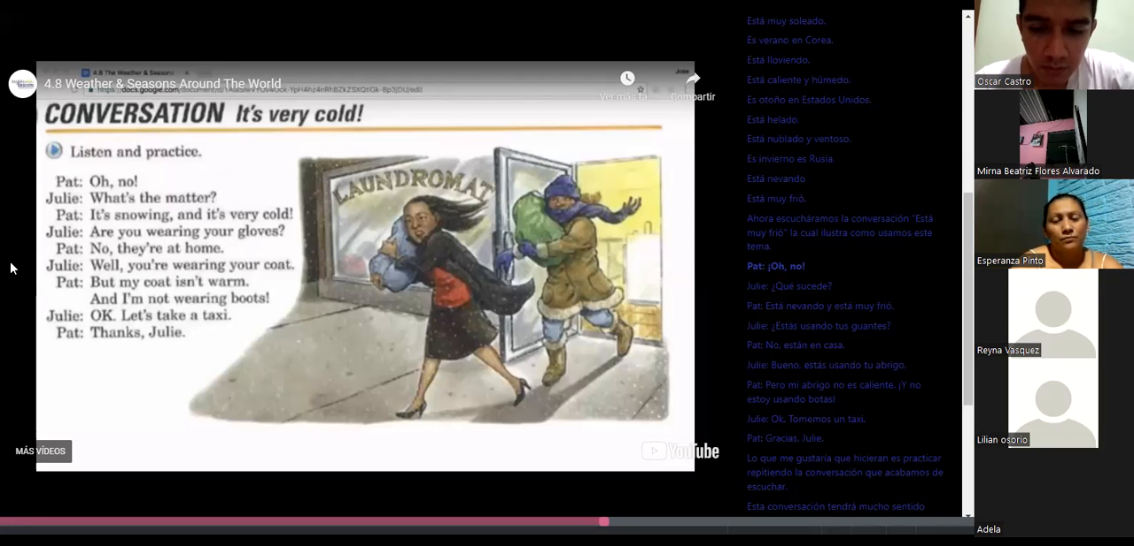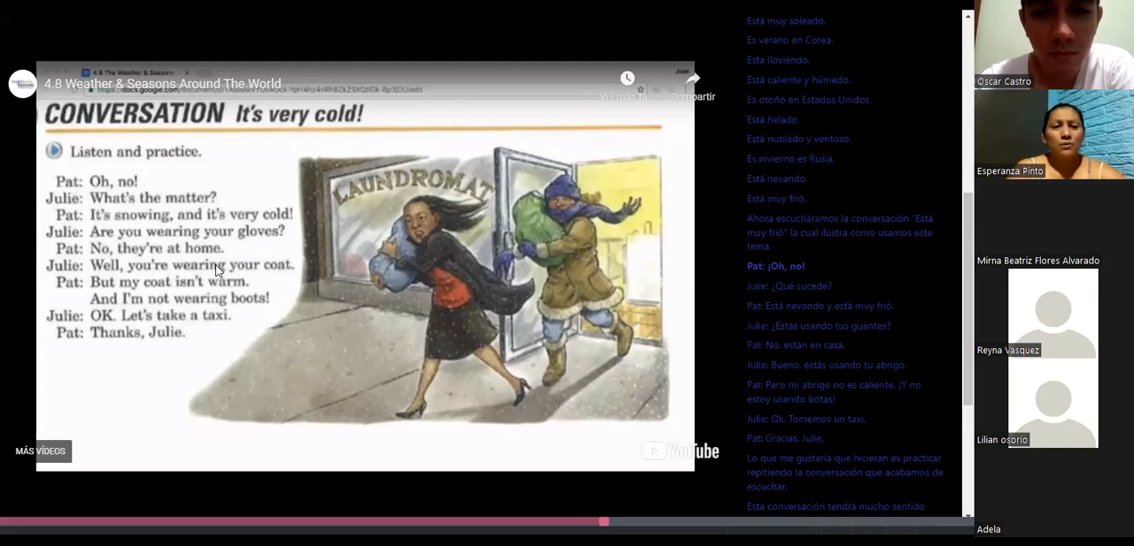What is the meaning of... No sé cómo se pronuncia. Donde dice wearing your coat, o coat, no sé. Wearing your coat. Coat, abrigo. Are you wearing your coat? ¿Estás usando tu abrigo? Are you wearing your coat? Okay, thank you. You're welcome.